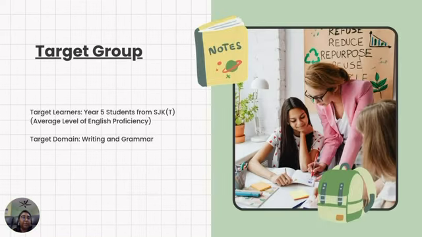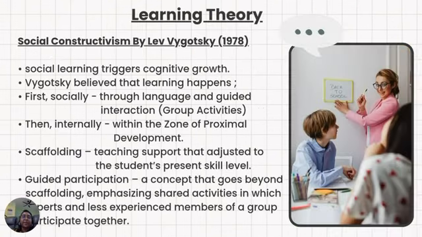Okay, the target group or target learners for this lesson is Year 5 students from an SJKT school who have average level of English proficiency. And the target domain skill for this lesson is writing and grammar. Next, we will look into the learning theory.